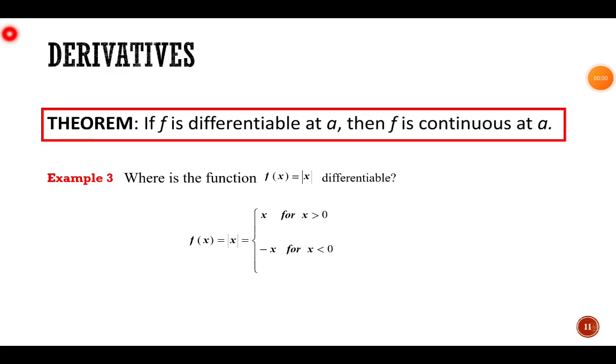Okay, we come to the last part of the video for today's asynchronous lecture. We're still on the derivative, and we are going to touch on the theorem of the derivative. The theorem says if the function f(x) is differentiable at the point x equals a, then f(x) is confirmed continuous at x equals a.